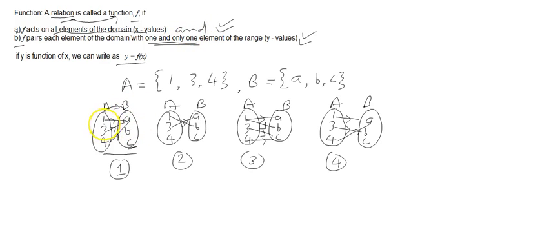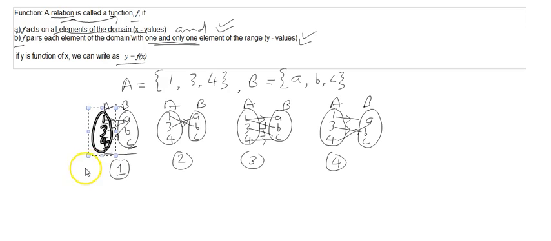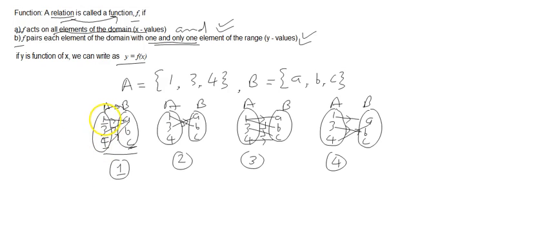Now the second condition is no element of A can have two images. You can just see 1 is related to A, 3 is also related to A, 4 is related to A, but no element of this is associated to two of the images. So that means this type of relation will be called a function. That is the first thing. So this first one is a function. Let's talk about 2.